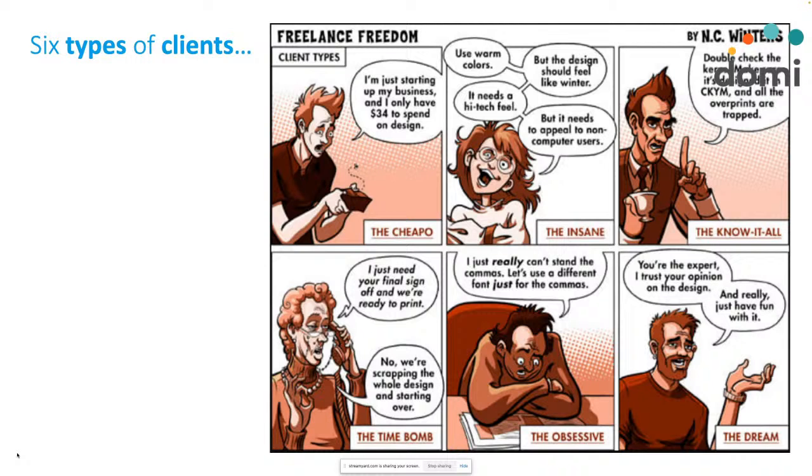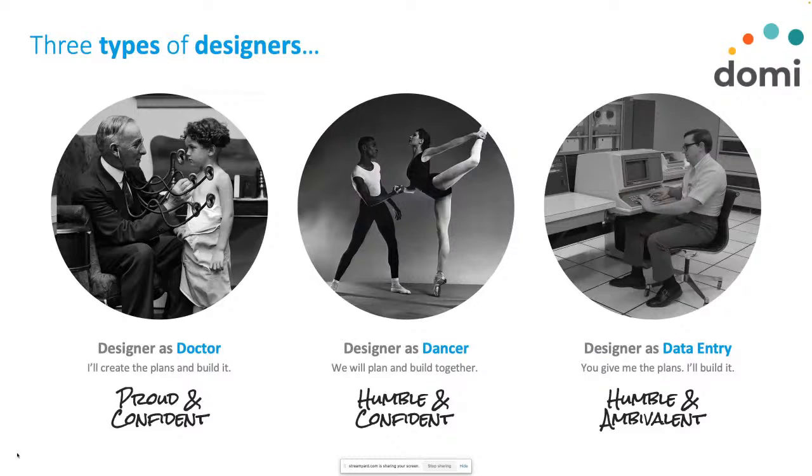So in addition to 6 types of clients, I began thinking of types of designers, or at least roles which a designer can play in the process. On the left, the designer becomes a doctor. When the designer becomes a doctor, they're very prescriptive, proud, confident. It's, just trust me, give me everything, give me the plans. I'm going to build it, do everything, and give you perfection or whatever. I'm going to jump over to the right. Designer as data entry. They're humble, but they're ambivalent. They're just like, you tell me what to do. I know how to use Photoshop or Illustrator, and I'm going to give you the thing and I'll build it for you.